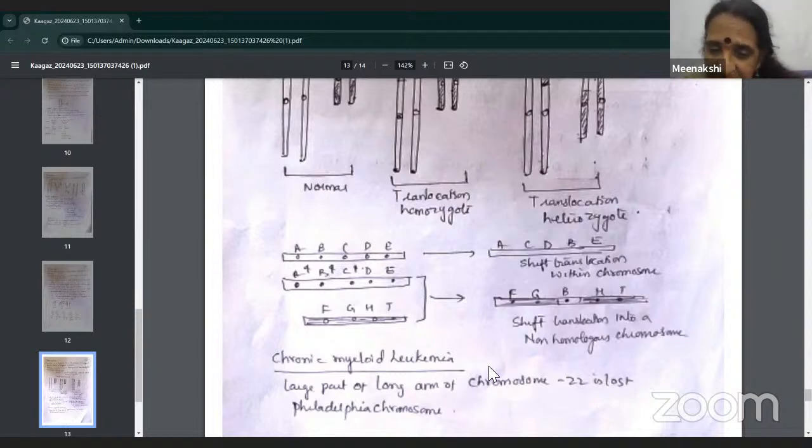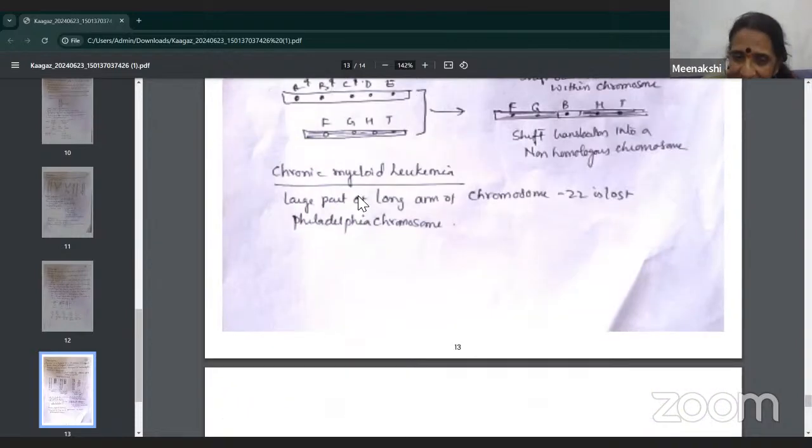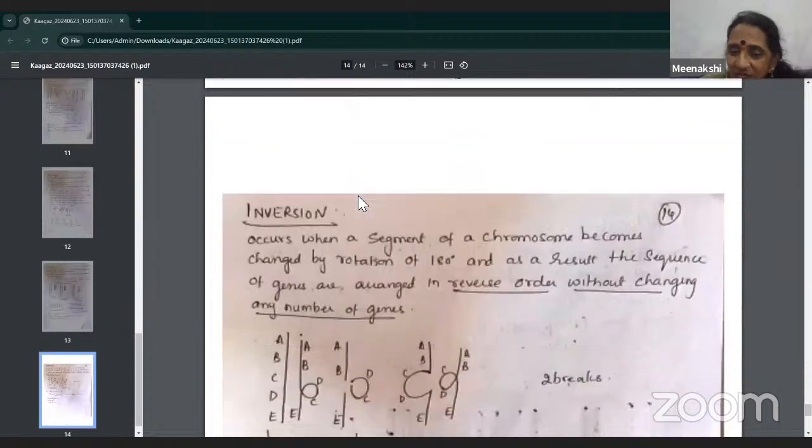Generally you will see this in chronic myeloid leukemia, where there is a loss of chromosome 22, which is also called the Philadelphia chromosome. Because of this kind of shift, the complete chromosome will be lost. That is, it becomes non-functional because of the change. Here I'm showing only one point, but generally two or three genes will be totally gone. So that particular chromosome becomes completely nullified, or it loses its function.